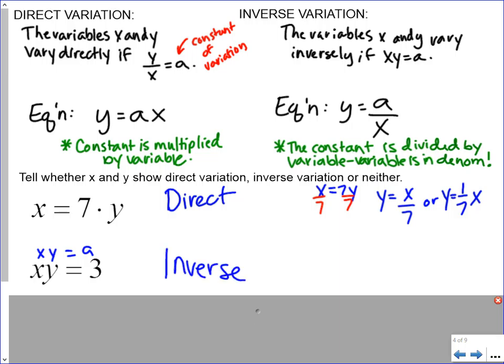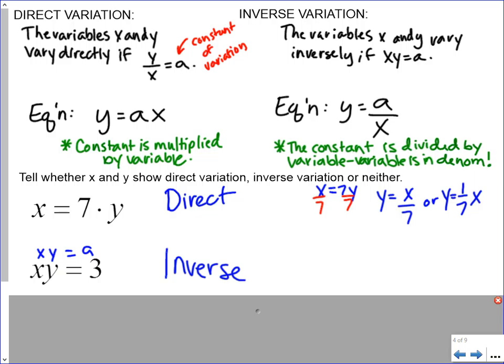Now, if you immediately thought direct, I think that would be a normal thing. Why might a lot of people say direct immediately there? Because they see multiplication, right? They see x times y, oh, direct. But you have to be really careful. What you're looking for is the constant in a variable. Is the constant getting multiplied by a variable, or is the constant getting divided by a variable?